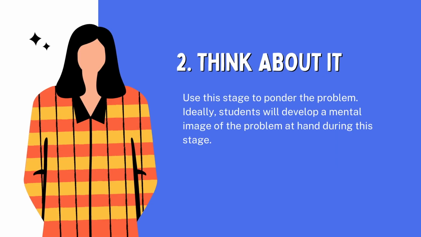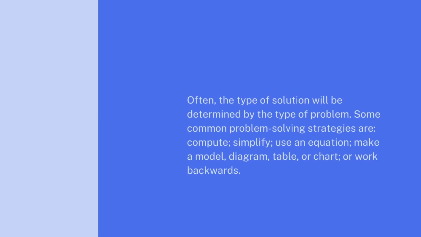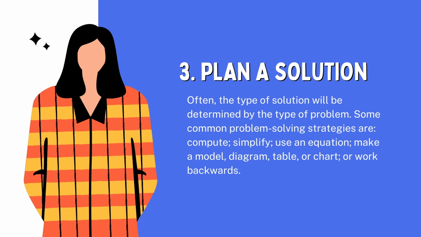Step 2 is thinking about it. Use this stage to ponder the problem. Ideally, students will develop a mental image of the problem at hand during this stage. Third step is plan a solution. Often, the type of solution will be determined by the type of problem. Some common problem-solving strategies are compute, simplify, use an equation, make a model, diagram, table, or chart, or work backwards.